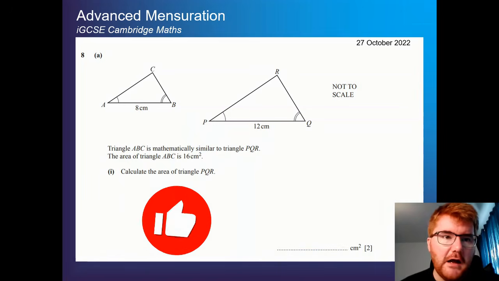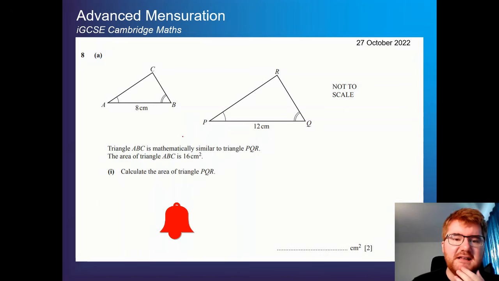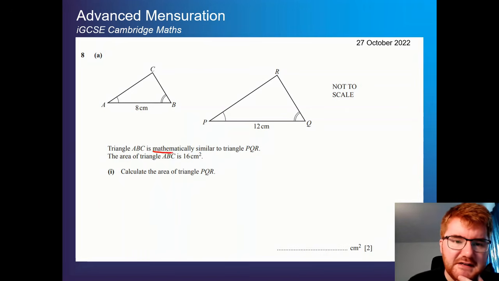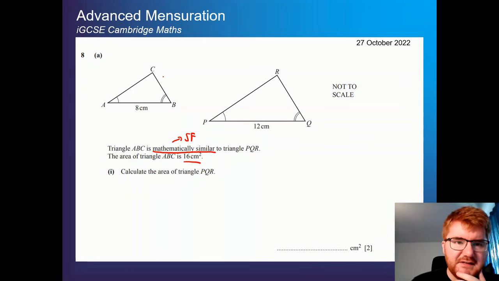Okay, on to question 8 here. So we've got triangle ABC is mathematically similar. As soon as you see that phrase, you need to be thinking scale factors. And the area of triangle ABC, so the smaller one here, is 16 square centimeters, and we need to work out the area of triangle PQR.